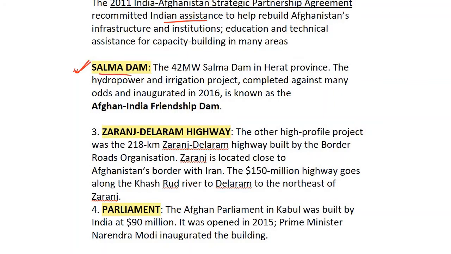Remember that India has given its assistance here. The 42 megawatt Salma Dam in Herat province, the hydropower and irrigation project completed against many odds, inaugurated in 2016, is known as the Afghan-India Friendship Dam. So in Salma Dam, India had given its assistance to Afghanistan. Then there is this Zaranj Delaram highway. This was another high-profile project, and it was built by the Border Roads Organization. In this also India has helped them.